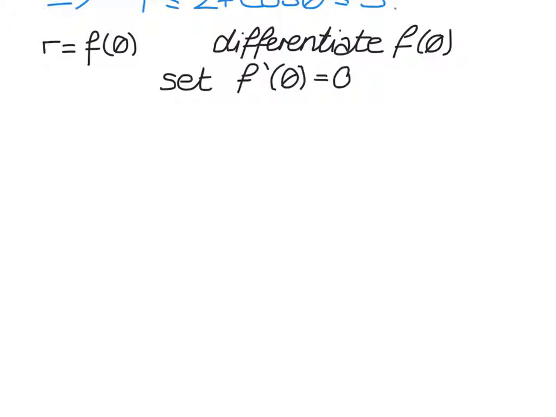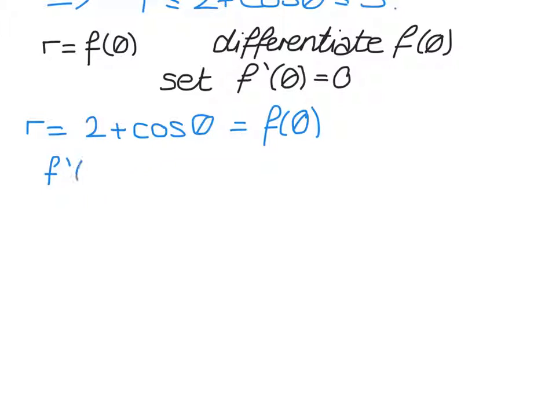So let's try this for the same example. So we had r equals 2 plus cos theta, which is our f of theta. So if we then differentiate this, f dash of theta is equal to minus sin theta, setting this equal to 0.